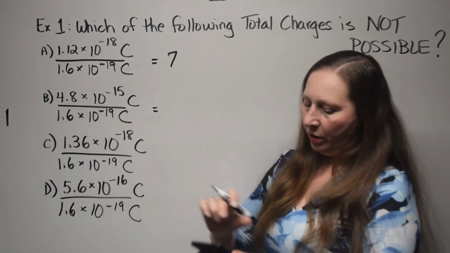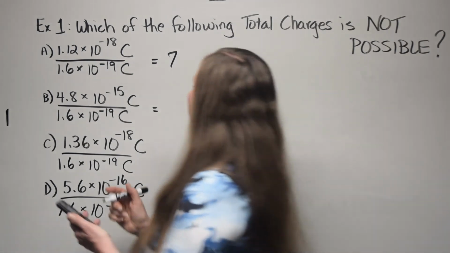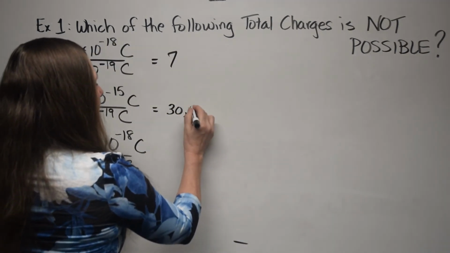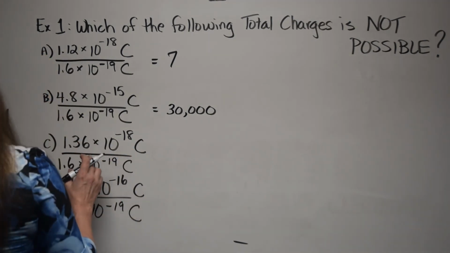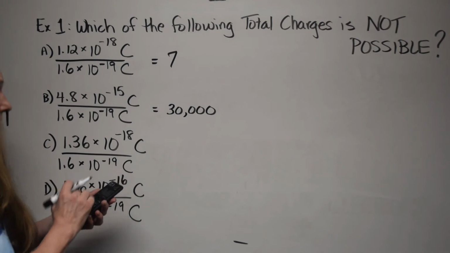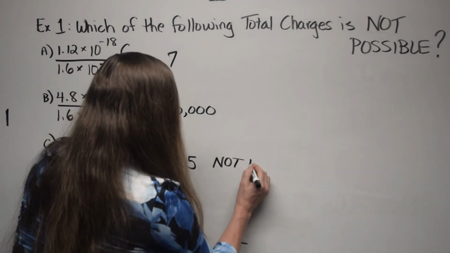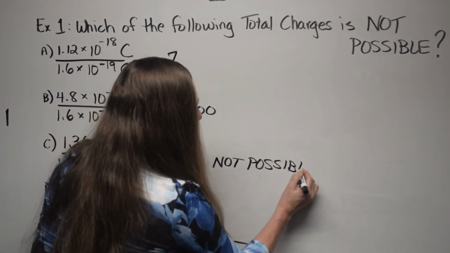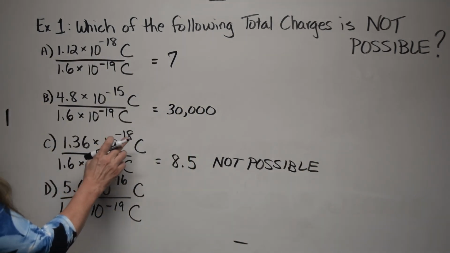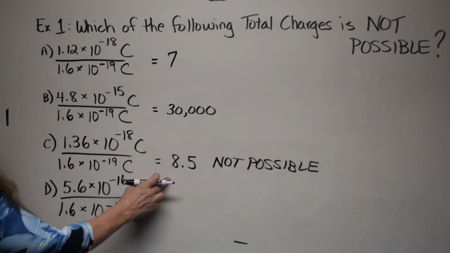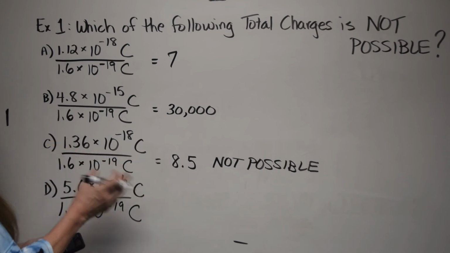All right, now here, 4.8 times 10 to the negative 15 divided by 1.6 times 10 to the negative 19. This is 30,000. And yes, you can have 30,000 electrons or protons. All right, this one here, dividing. There you go. You get 8.5. This is not possible. You cannot have a total charge of 1.36 times 10 to the negative 18 coulombs, because that would mean that you have 8.5 protons or 8.5 electrons if this were negative.